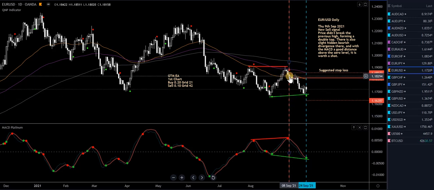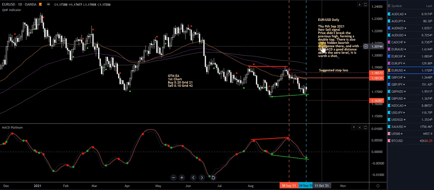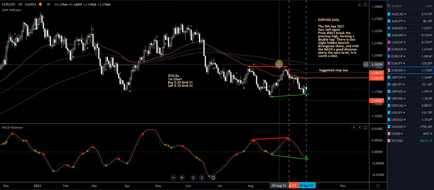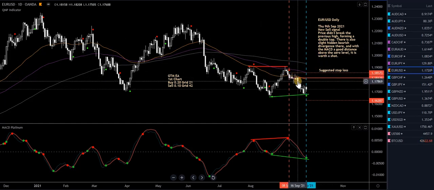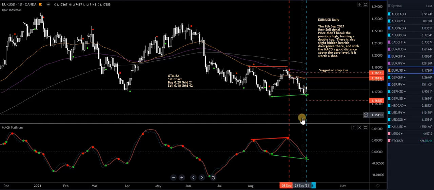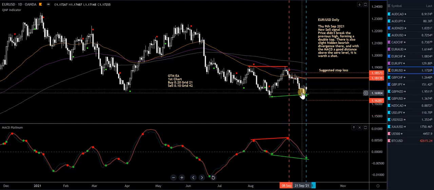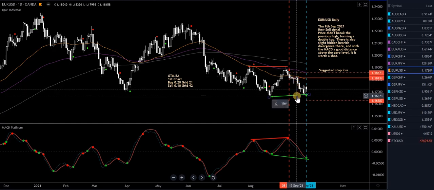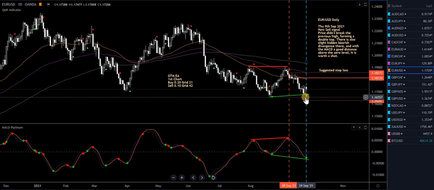The last trade was this sell, which is these notes here. I had the sell, it came down, MACD platinum through the zero level. I'm closing half, bringing my stop down. That's what's happened. Now we've got this buy signal.